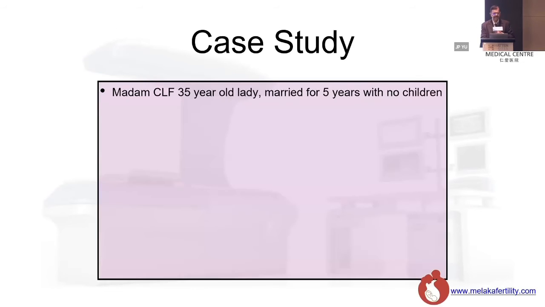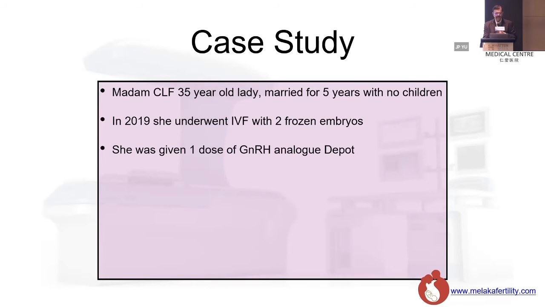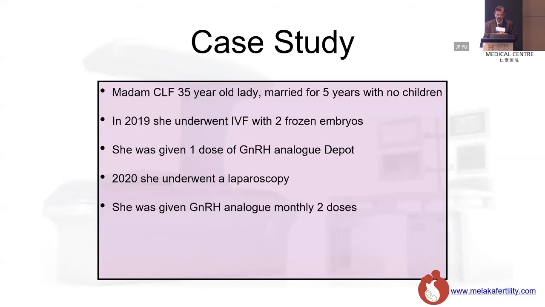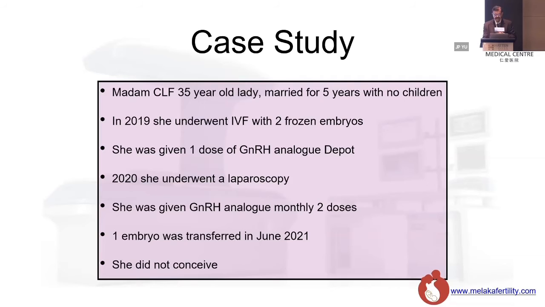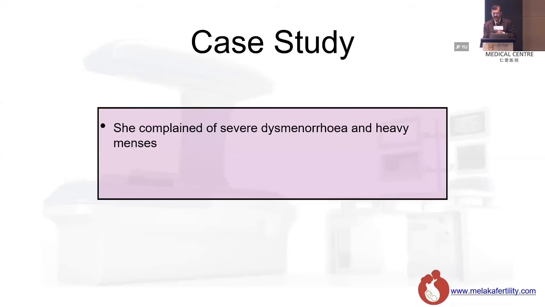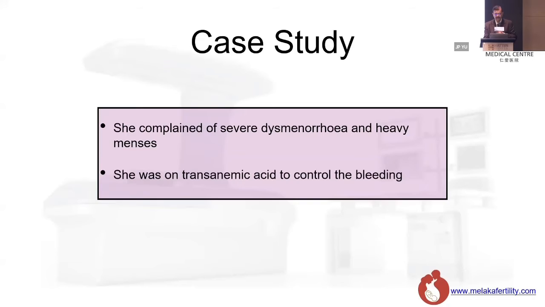Now, I'll show you a case study. This is a lady, Madam CLF. She's 35 years old, married for 5 years with no children. She underwent IVF in 2019, had 2 frozen embryos, and she was given GnRH analog. And in 2020, she underwent a laparoscopy. She was again given GnRH analog for 2 months, and then she had an embryo transfer in 2021. She didn't get pregnant. And she complained of severe dysmenorrhea and heavy menses. She was on tranexamic acid to control her bleeding.